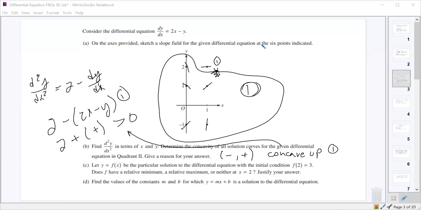All right, part C. We're going to let y equals f of x be the particular solution to the differential equation with the condition that f of 2 is equal to 3. We want to know, does f have a minimum or maximum at 2, or neither? First off, we need to figure out what the derivative is at the point 2, 3. So we'll evaluate dy dx at 2, 3. When x is 2 and y is 3, that is 1. If that first derivative is 1, we don't have a critical value there, which means we have neither. There's no critical value, therefore no max or min. Easy enough there for part C.